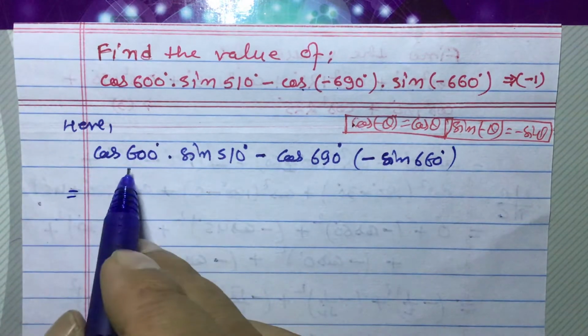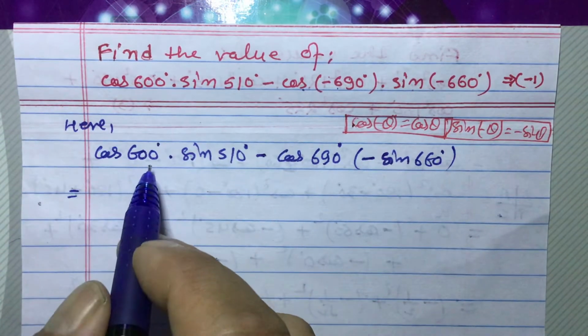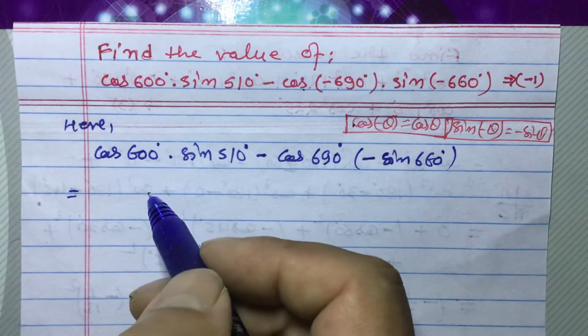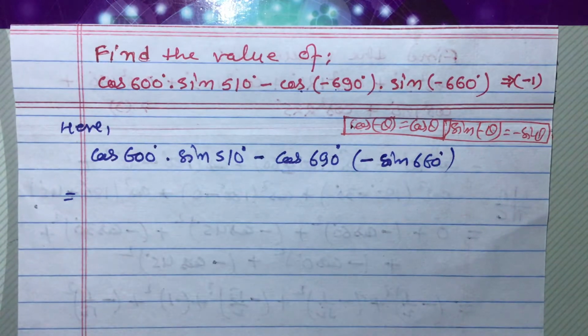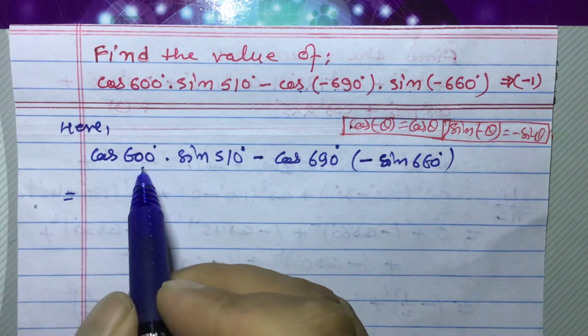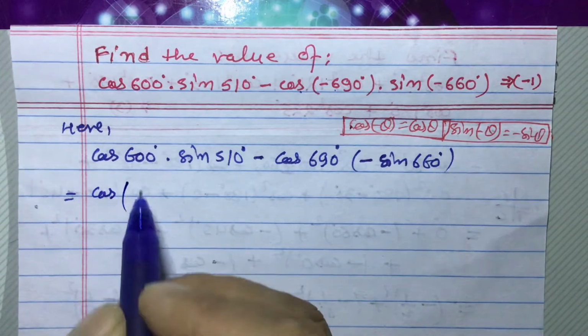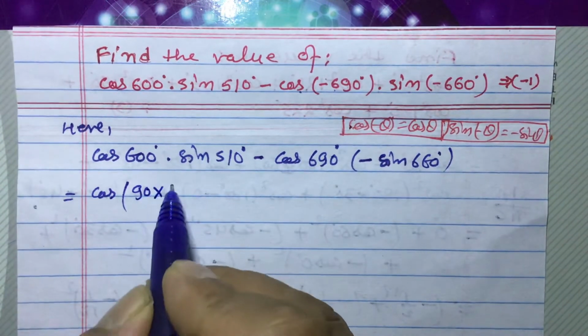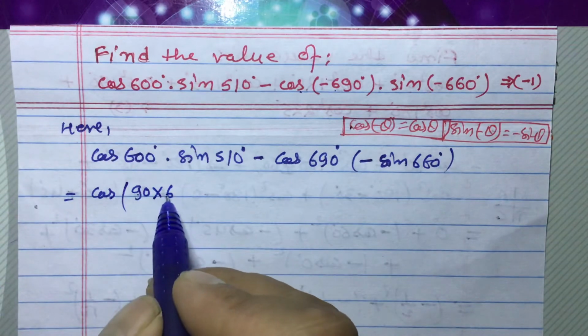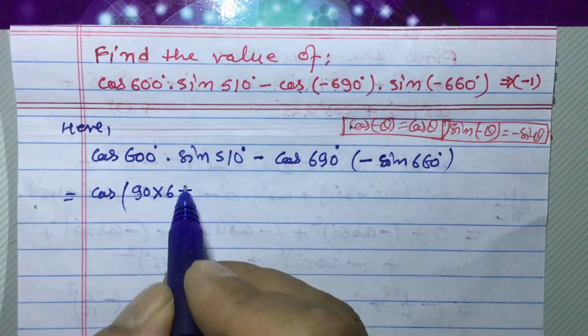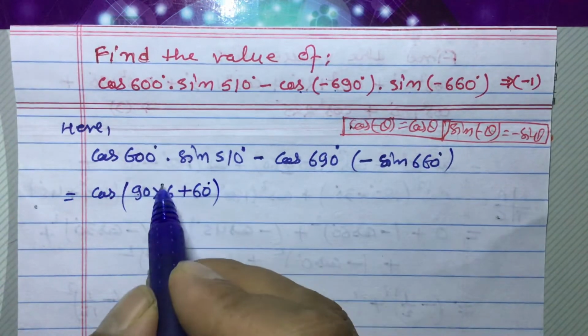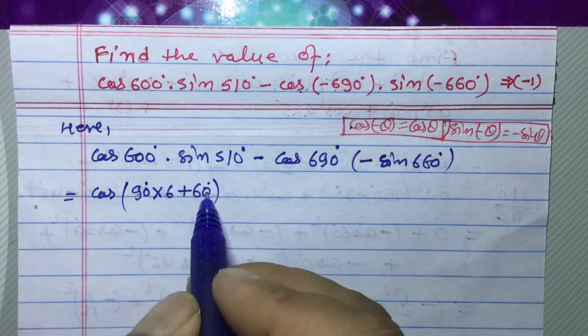Now let us break the angle. While breaking the angle, if it is up to 360, we can just do 360 plus theta, 360 minus theta, 180 plus theta, 180 minus theta, or you can use 270 and 90. But 600 degree we cannot do from 360. So cos we will write as it is. 600 degree can be written as 90 times 6. Look at it, 9 6s are 54, 540, and 540 plus 60 will be equal to 600. We can break it like this. You can take the help of a calculator also.